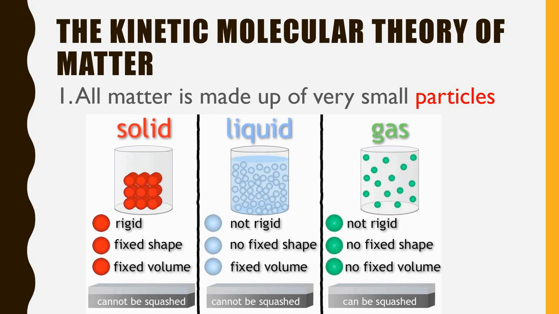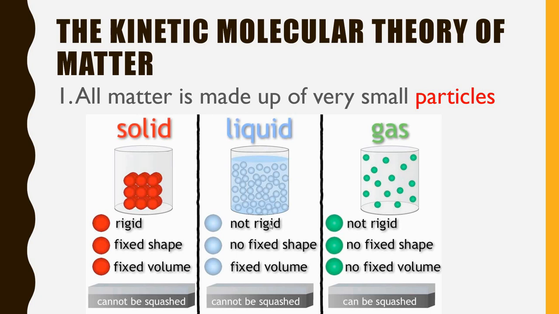All matter is made up of very small particles. So here we have a solid, and it's rigid, has a fixed shape and a fixed volume. We can see that these particles are very close together, and they're only slightly moving, they're just vibrating. And this solid cannot be squashed. So if you think about your phone being a solid, you can't really squish that smaller, you just break it.